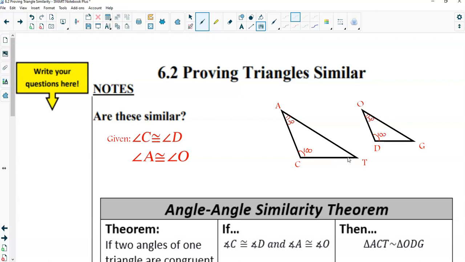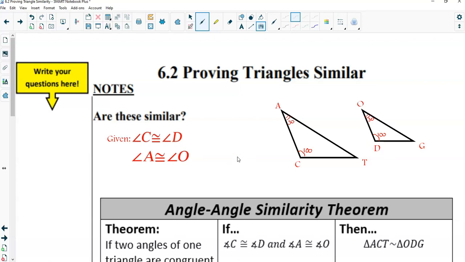I do not need to prove the next angle to be congruent because by default, remember that the sum of the interior angles of a triangle must add up to 180. So if this is 100 and this is 30, by default, that third angle must be 50 degrees so that it will complete the 180. So all I need to prove is that two angles of one triangle are congruent to two angles of another triangle. I have already proven that the two triangles are similar.